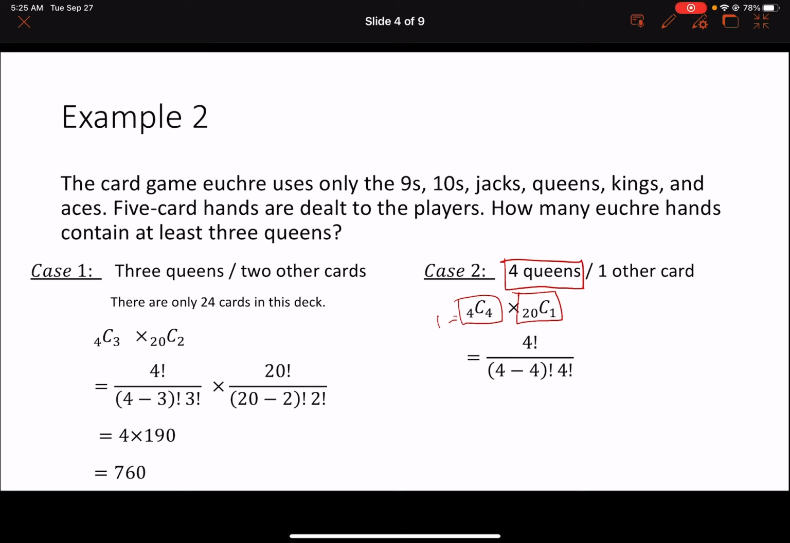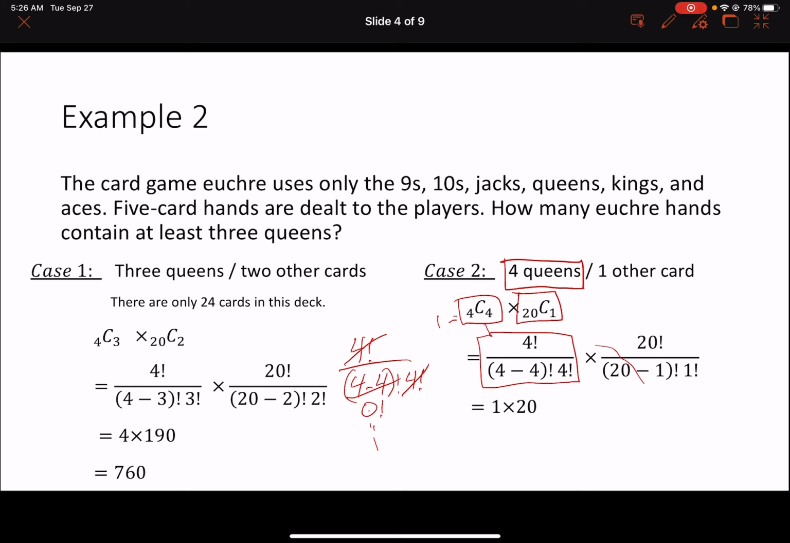So I'm just going to work this out. This is 4 factorial over 4 minus 4 factorial over 4 factorial. You'll do the math and you'll see that this works out to 0 factorial, which is equal to 1. And this just crosses out and it's equal to 1. The same is true here.